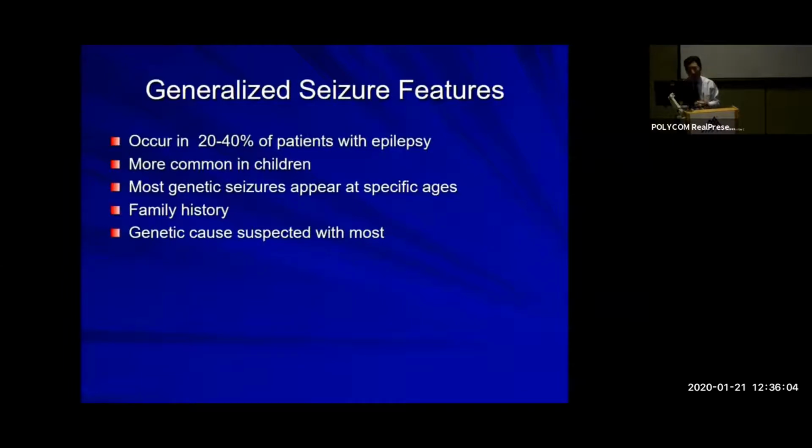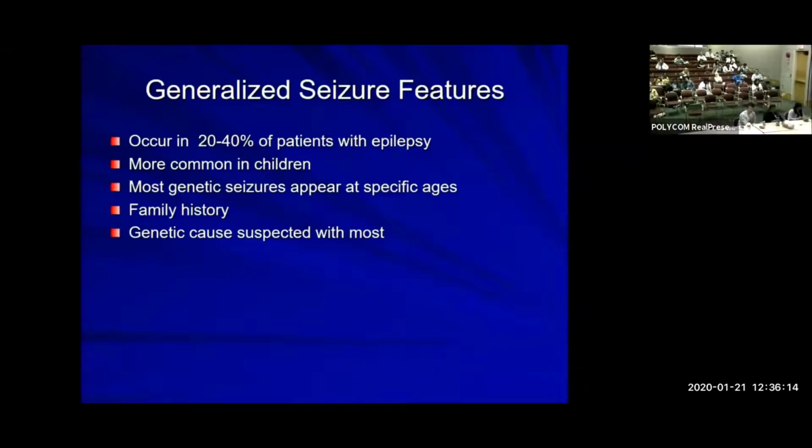Generalized seizures tend to be less common than focal seizures. In terms of epilepsies, a third of the epilepsies are generalized, two-thirds are focal. Generalized epilepsies tend to be more genetic in etiology, and therefore it's more common in kids. It's more associated with a lot of the age-dependent syndromes. And because it's genetic, there may be a stronger family history in those patients.